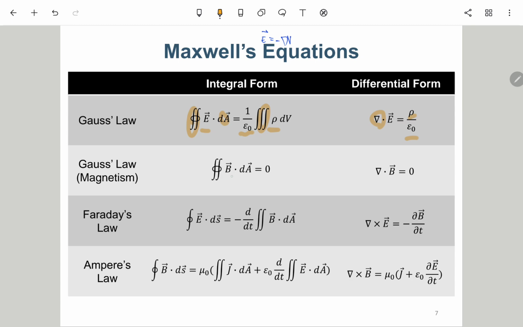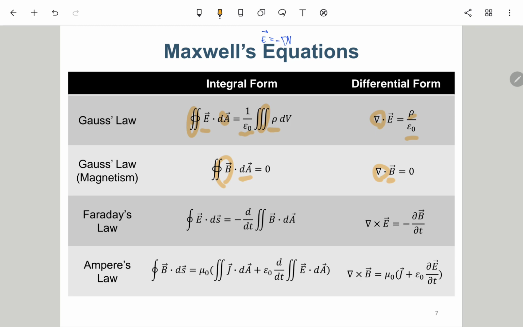And similarly, we have this one. Also this is a surface integral, so we change this to divergence, and then look for the B field, and then on the right side is 0. So it's something like that.